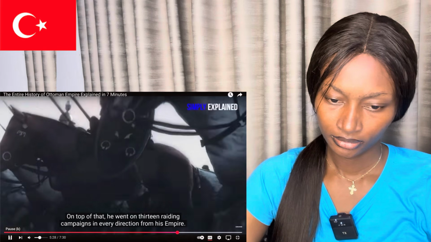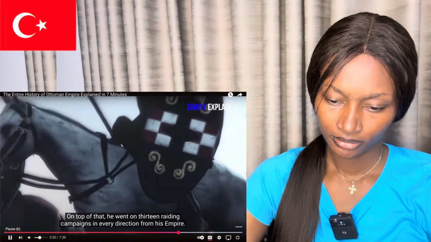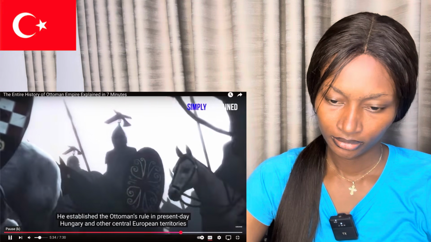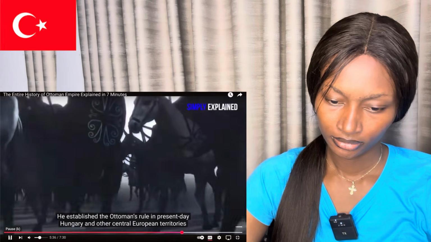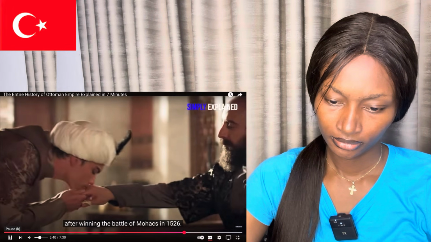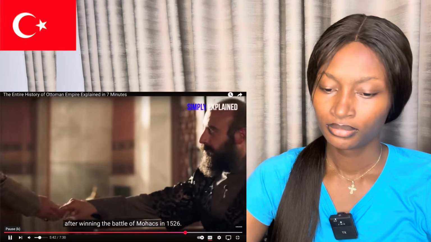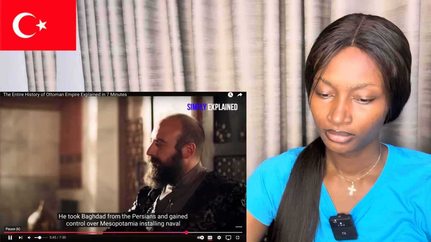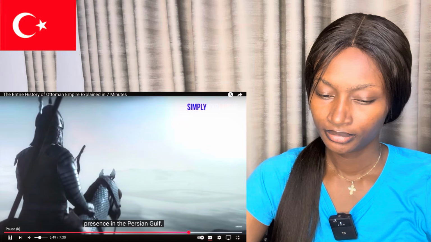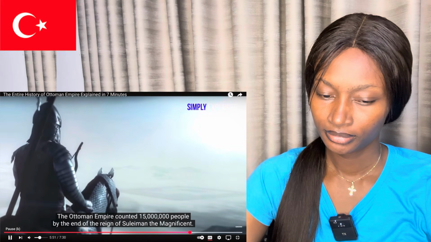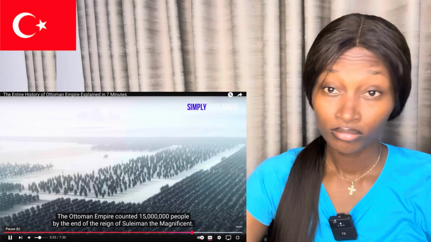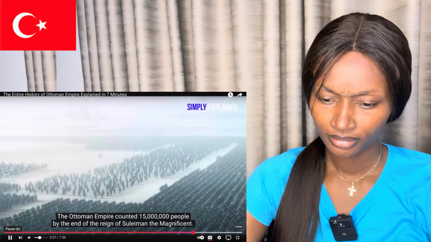On top of that, he went on 13 raiding campaigns in every direction from his empire. He established the Ottomans' rule in present-day Hungary and other Central European territories after winning the Battle of Mohács in 1526. He took Baghdad from the Persians and gained control over Mesopotamia, installing naval presence in the Persian Gulf. The Ottoman Empire counted 15 million people by the end of the reign of Suleiman the Magnificent.